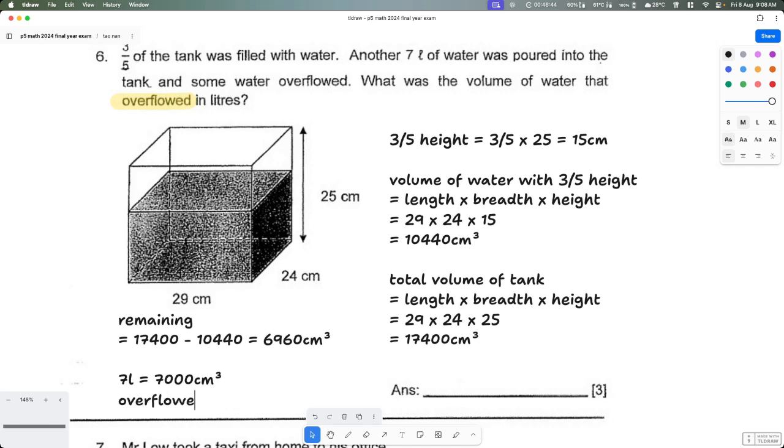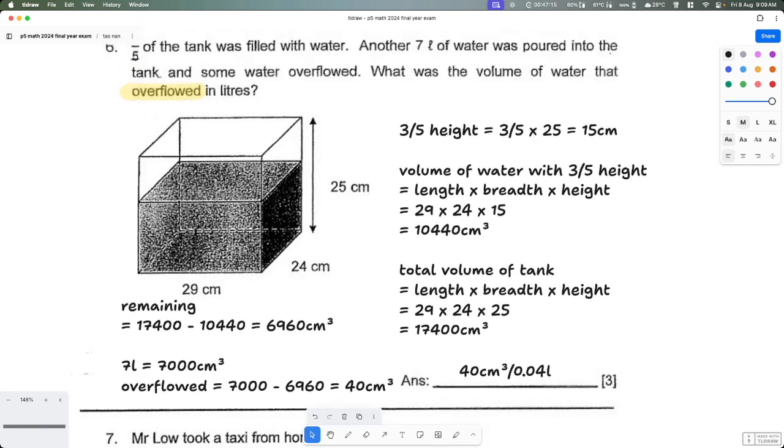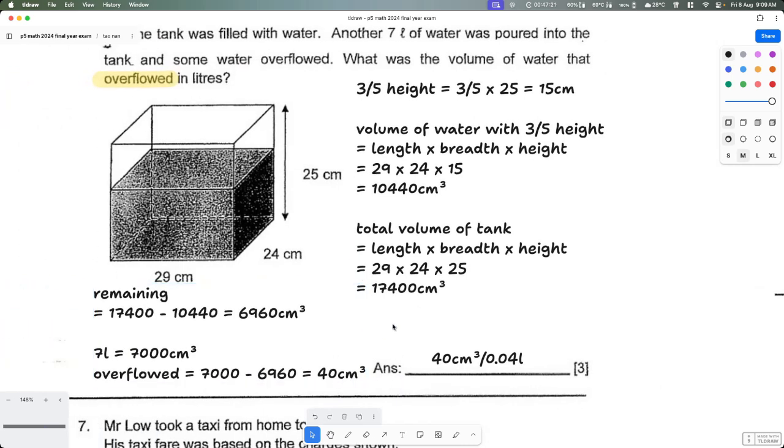Overflowed is equal to 7,000 minus 6,960 is equal to, in this case, 40. Right, so 40 centimeter cube has overflown, right? So either 40 centimeter cube or 0.04 liters. Doesn't matter which one it is. Okay, that's it. Let's move on to the next question.